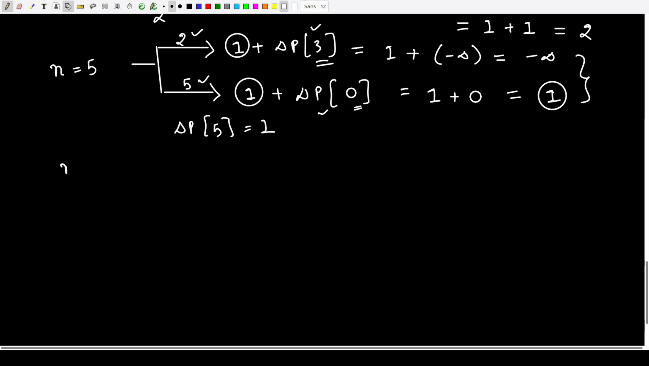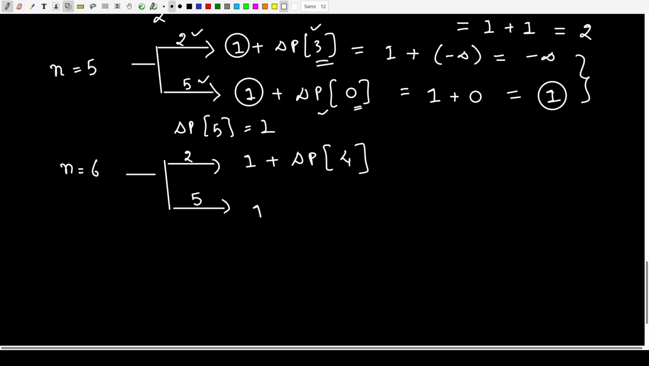Now let us move forward and let us solve for n equals 6. So again we have two options with us, which is either we can make a cut of 2 or we can make a cut of 5. If we make a cut of 2, then the length of the resultant segment will be 6 minus 2, which is equal to 4. And if we make a cut of 5, then the resultant line segment length will be 6 minus 5, which is equal to 1.